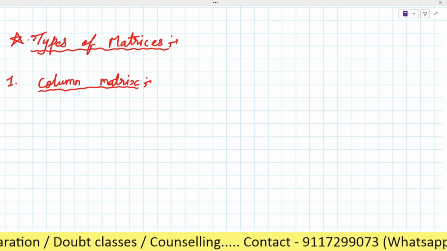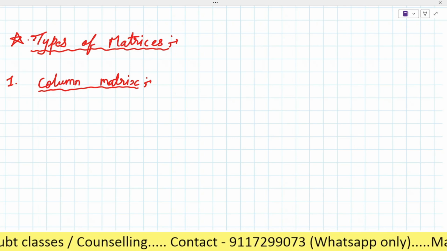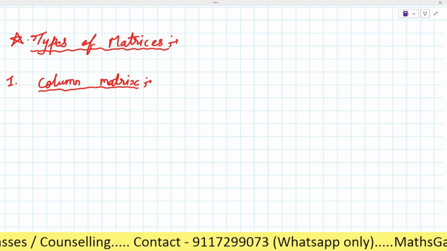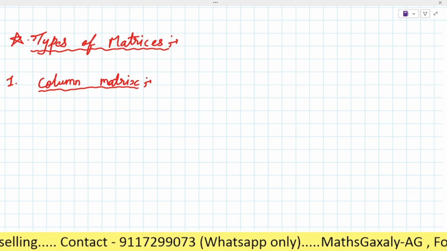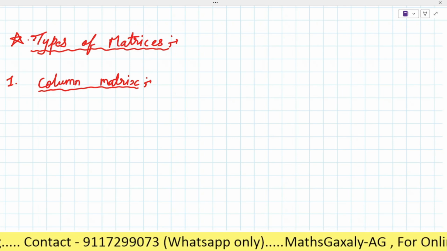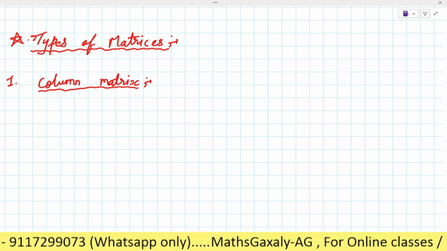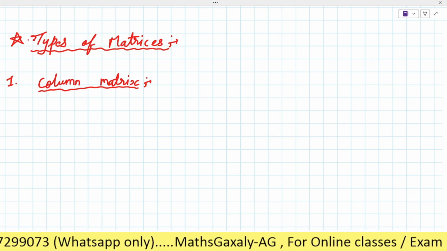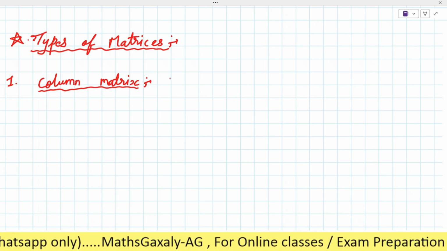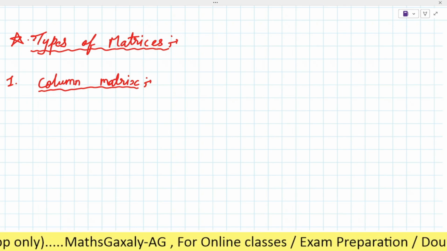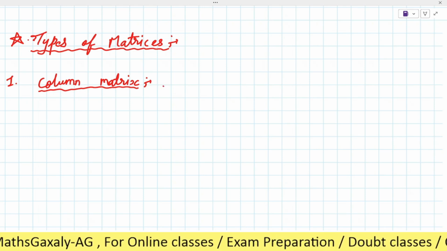By the name, as you can see here, what is written here? What type of matrix? Column matrix. So by the name, you can easily understand it. A type of matrix which consists of only one column, or a single column, will be known as column matrix. Column matrix means only the column.